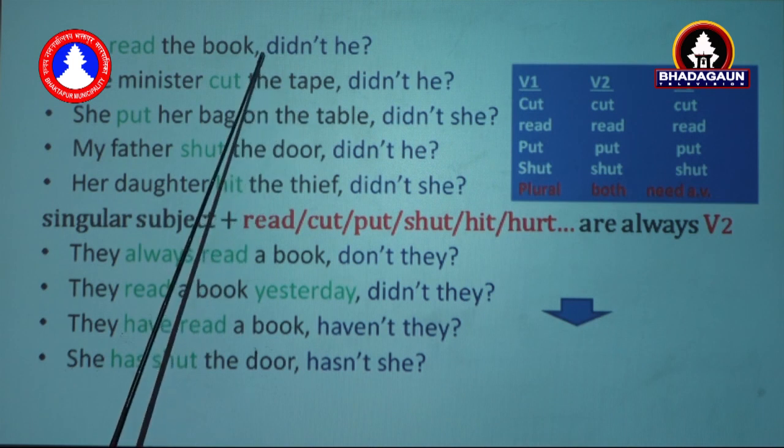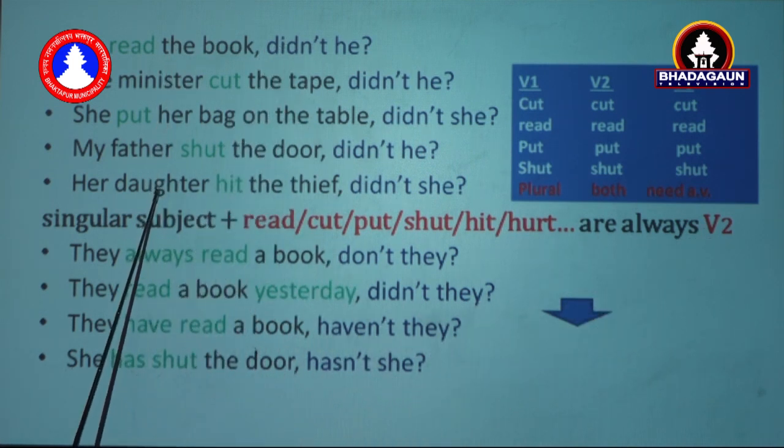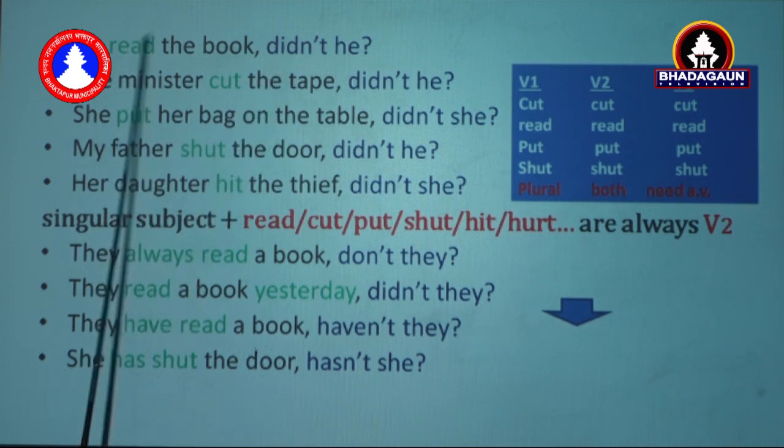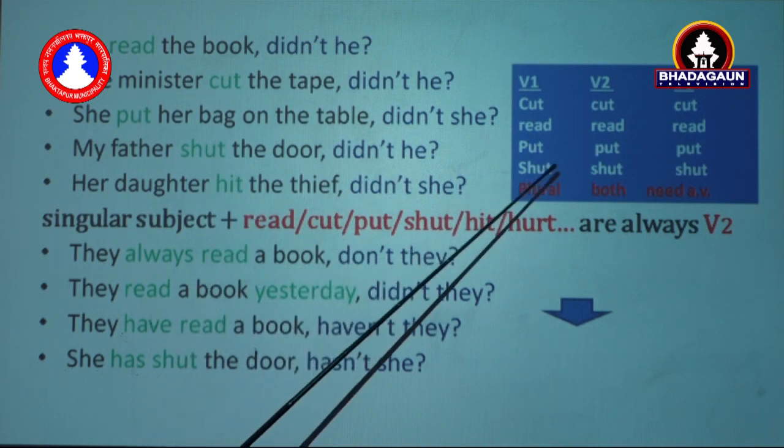So in this case, if verb 2 is there, we have to use the auxiliary verb did. All the statements are positive, so the tag is negative. Didn't he, didn't see. This is a very important one.